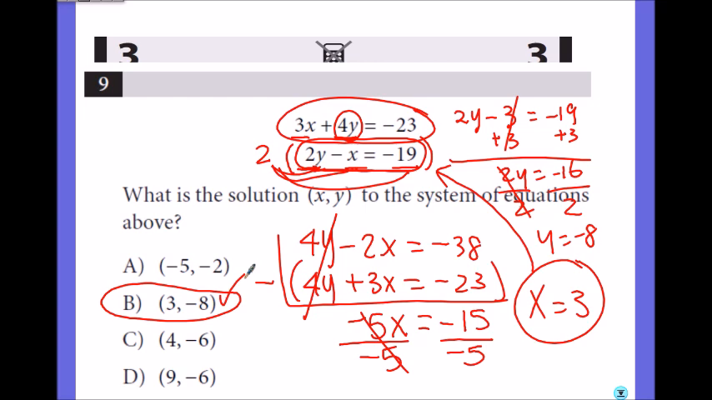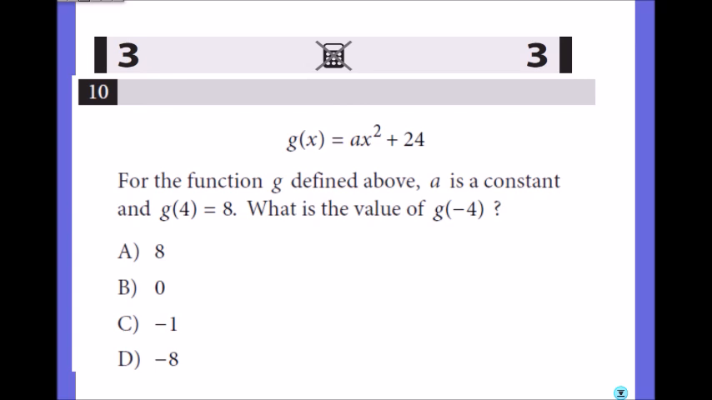So again, for this type of question, if I were you, I'd just put a circle and get back to this question to check for B if you have time at the end of the class. A lot of times they only give you one choice that has x equals 3, so you don't really have to spend an extra 1 or 2 minutes to get your y, unless you want to at the end of the test. 10. g of x equals ax squared plus 24.